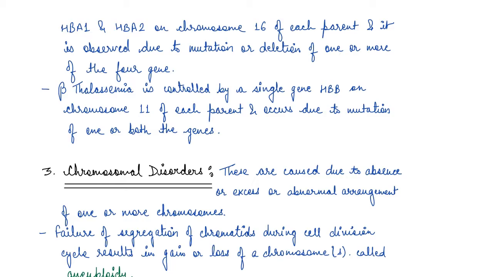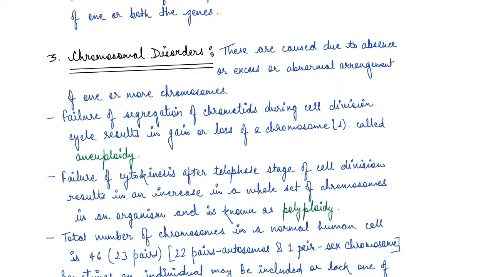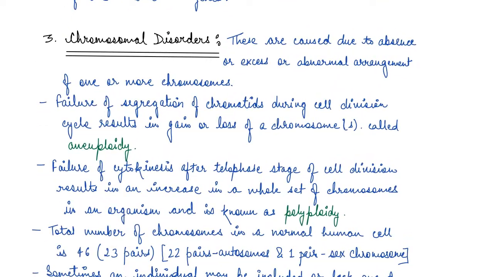Now, the second type of disorders are chromosomal disorders. So basically, chromosomal disorders are caused by absence or excess or abnormal arrangement of one or more chromosomes. Mendelian disorders were because of changes in one type of gene, right?